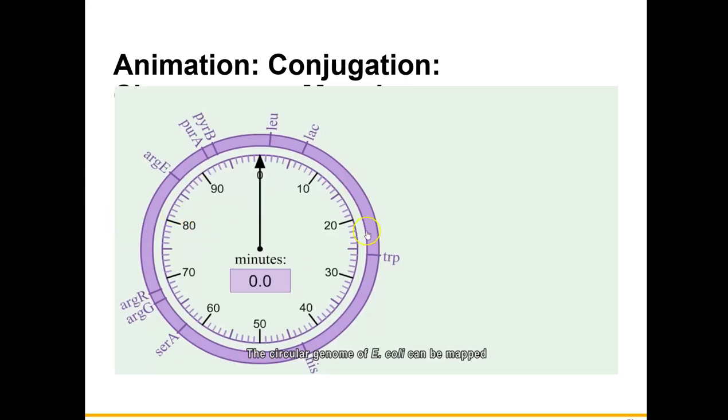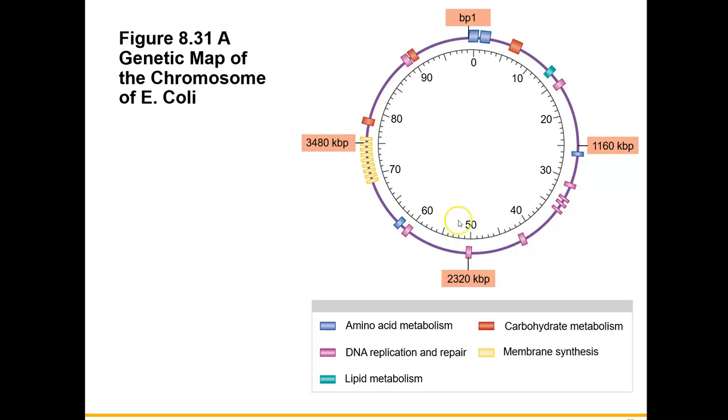Conjugation can also be used to talk about the genome and how that's mapped. How that works is they time it. When you watch that video, it actually times it so you can see when genes are transferred through. And that's how they map the genome of the bacteria.